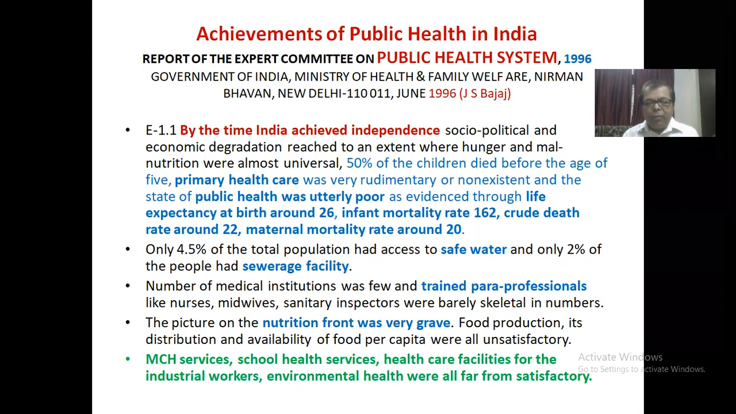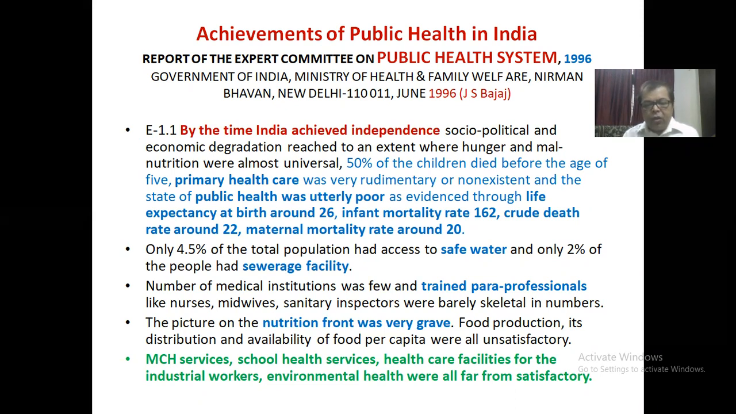Then only 4.5% of the total population had access to safe water. When we talk about water facility, there was very limited accessibility. Less than 5% of people had access to safe water, and only 2% of the people had sewerage facility. The number of medical institutions was few, and trained para-professionals like nurses, midwives, and sanitary inspectors were barely visible.